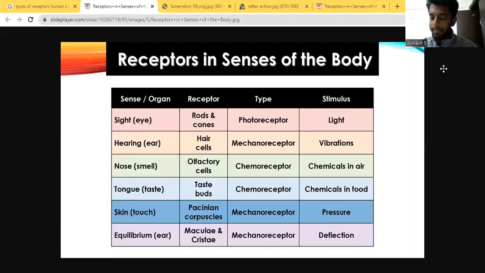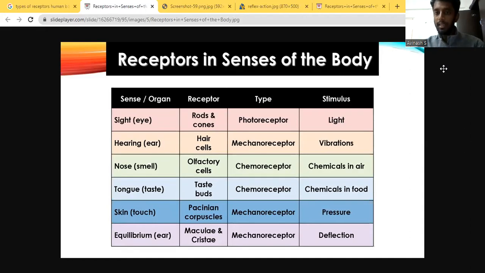So let us look at the types of receptors in our body. We all know that we have 5 sensory organs. One is the eye, we have ears, we have nose, we have tongue, and also we have skin. Now in the chapter called control and coordination, we need to understand the various ways through which we acquire the stimulus. What we mean by stimulus is something external that triggers you to do a particular action. That is called a stimulus.